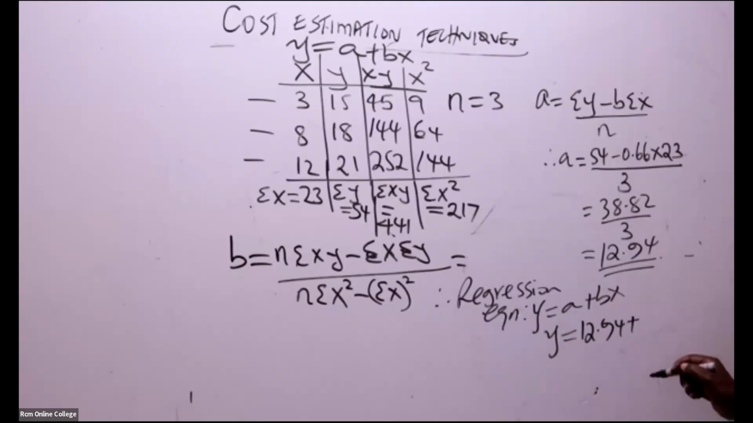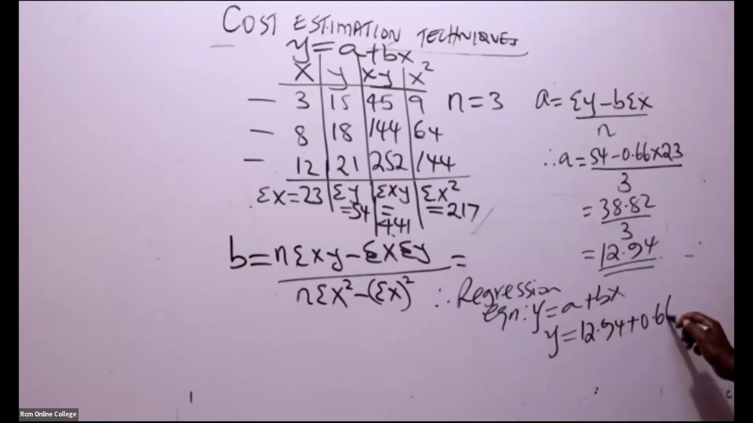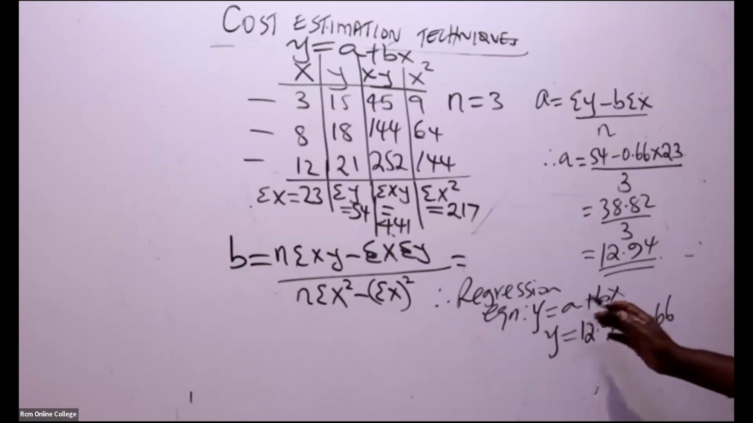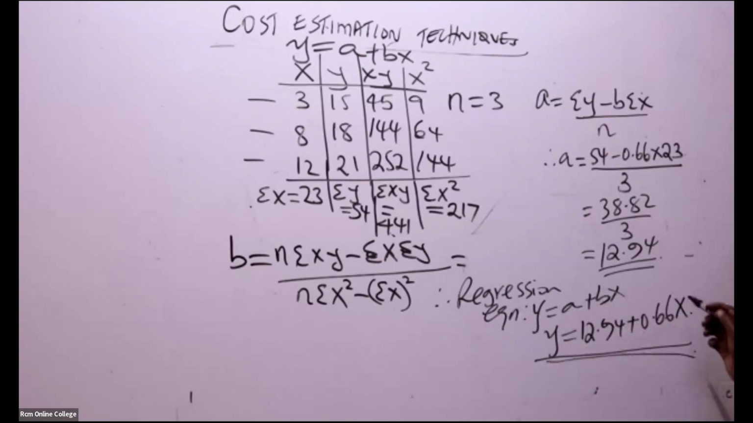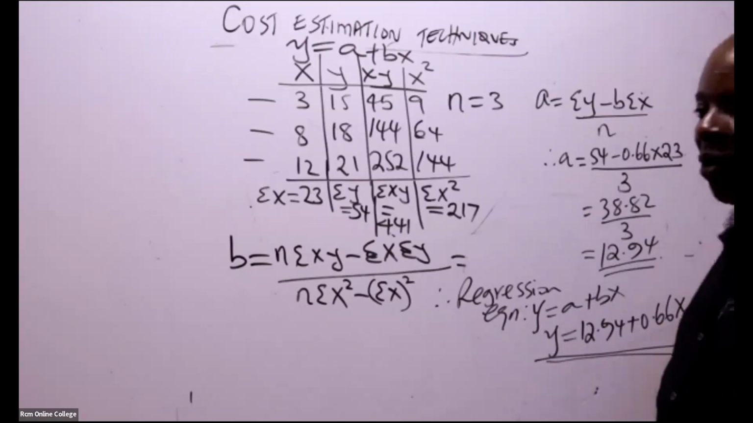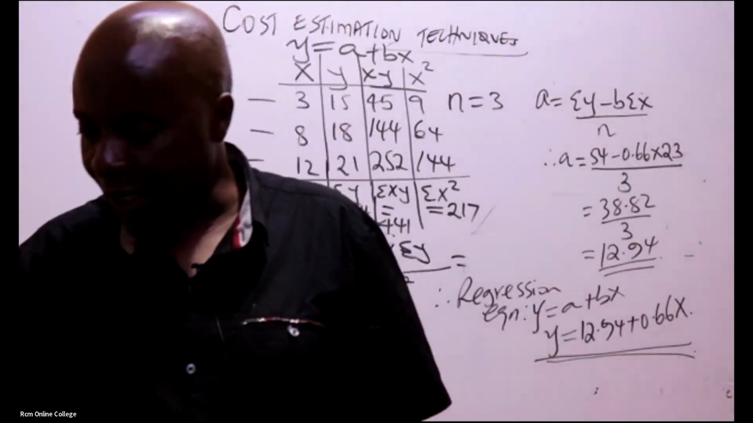B, which is what here? B already we know. It was 0.66. So once you have gotten the two, A and the B, you come and substitute for them like that. This is the answer. So up to here, ladies and gentlemen, somehow are we together?